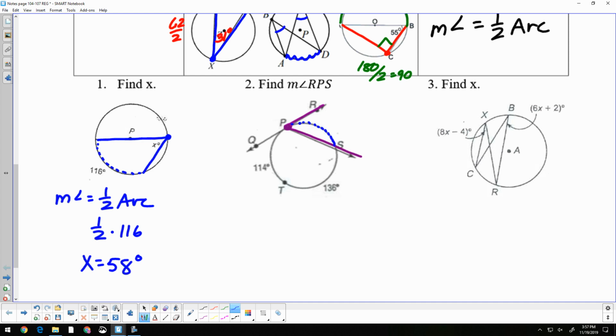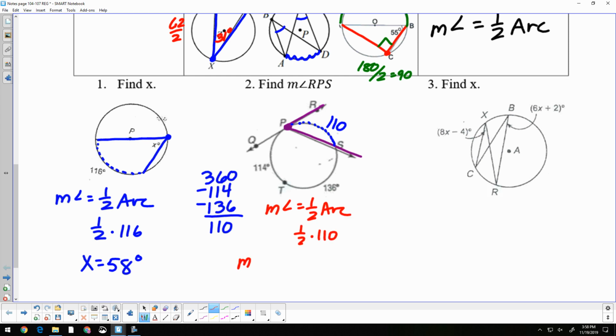I do know that a whole circle adds up to 360. So if I take 360 and subtract this 114 and subtract the 136, I will find out that that arc PS is 110. Okay. So this arc is 110, and then to find the actual angle itself, the angle is equal to half of the arc. So half of 110 means that angle RPS is equal to 55.